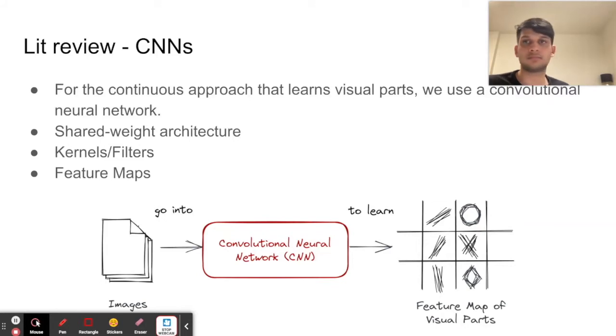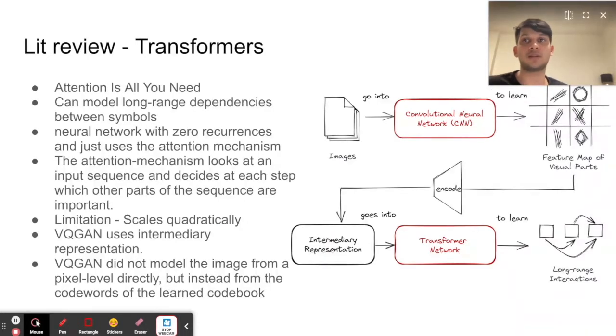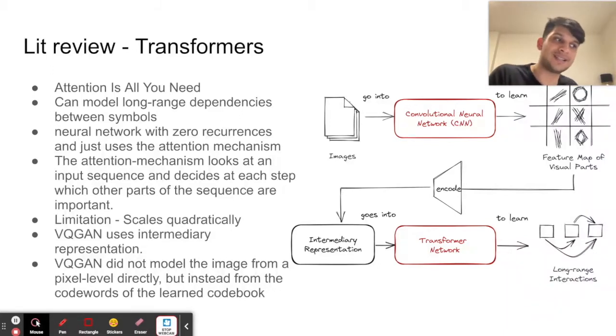Then the next concept we need to understand are transformers. On 12th June 2017, Google rocked the research community with the catchy, groundbreaking paper, Attention Is All You Need, introducing the transformers, a neural network with zero recurrences that just uses the attention mechanism. The idea of attention is one of the most influential ideas in deep learning.